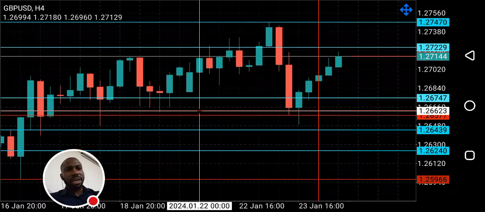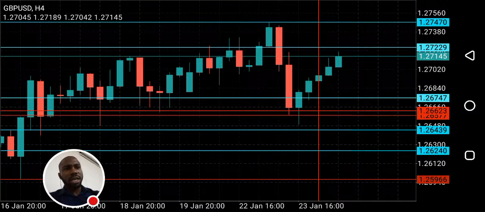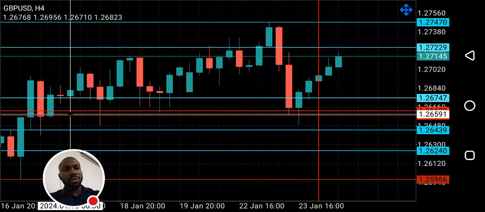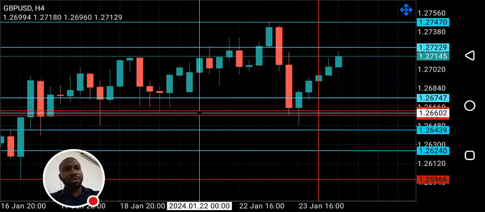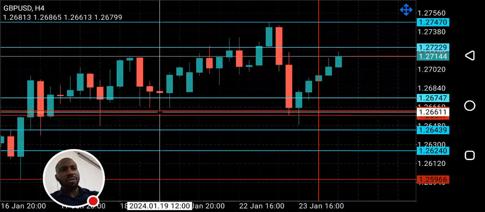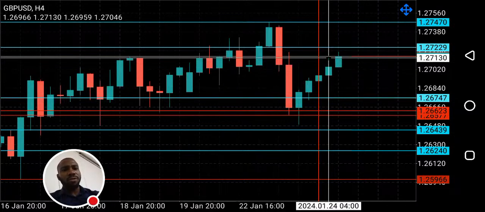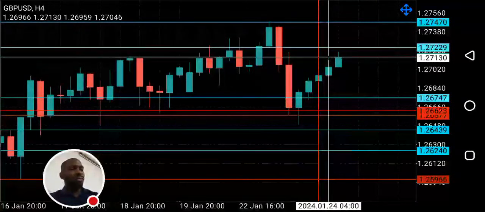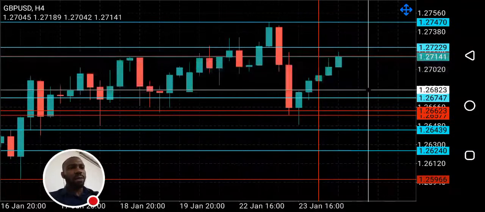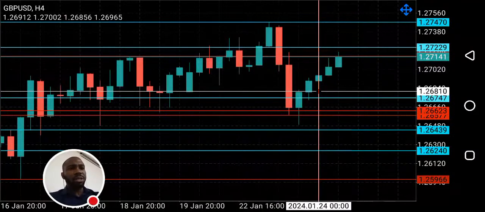If you go back here, you can see we had a support here. That hammer formed at a previous support level. Price tested this support level and there was a strong rejection from that level. That is the reason I am considering buying GBP USD, but I would advise that you wait for price to pull back. This is where we would have entered a buy on GBP USD.